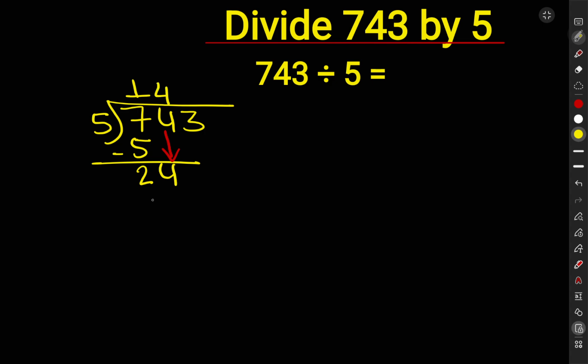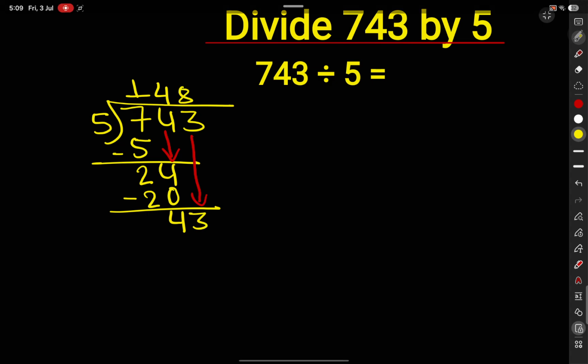5 times 4 is 20. On subtracting we get 4. So again we put down this 3 and it is 43. 5 times 8 is 40. On subtracting we get 3.